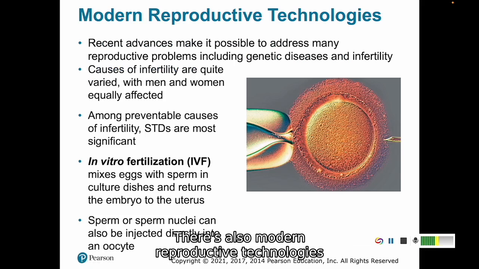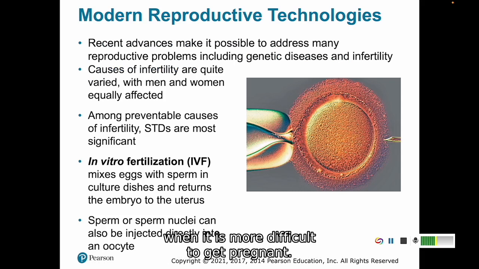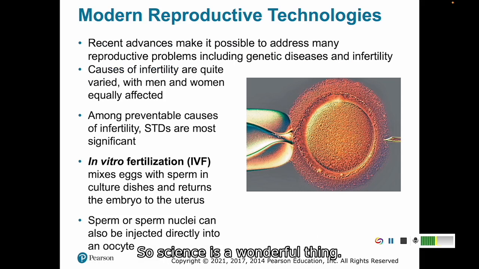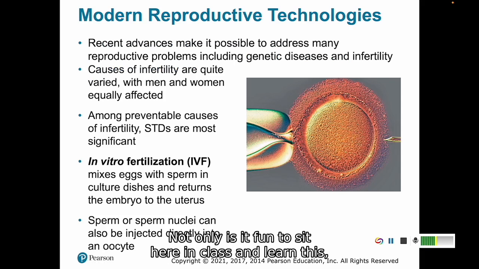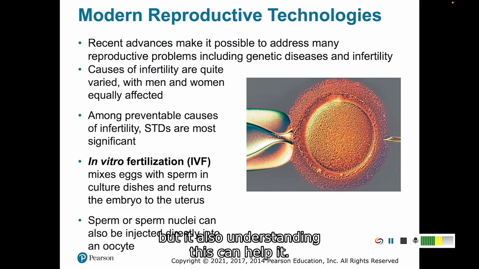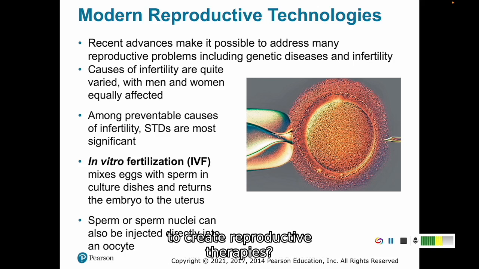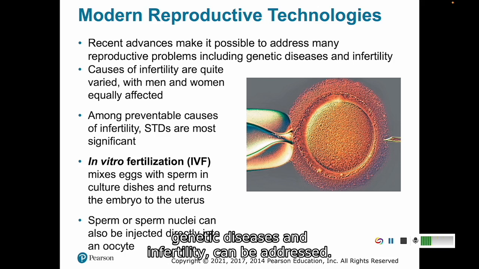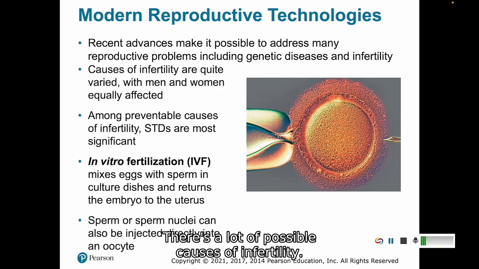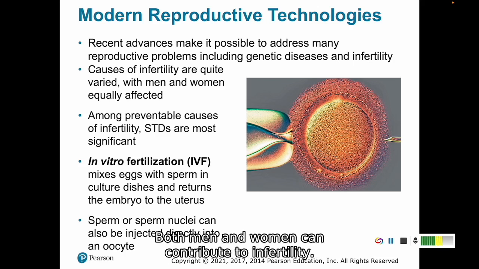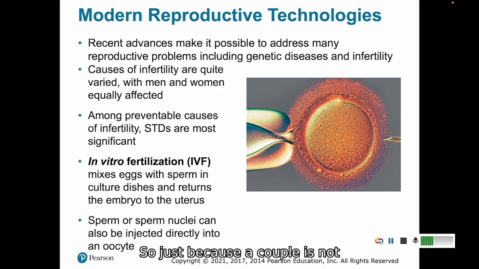Okay, there's also modern reproductive technologies when it is more difficult to get pregnant. So science is a wonderful thing. Not only is it fun to sit here in class and learn this, but understanding this can also help make it possible to create reproductive therapies. So a lot of reproductive problems, including genetic diseases and infertility, can be addressed. There's a lot of possible causes of infertility, and they vary a lot. Both men and women can contribute to infertility. So just because a couple is not able to conceive after a while doesn't mean that it's the woman's fault or the man's fault. It could be either one or both.